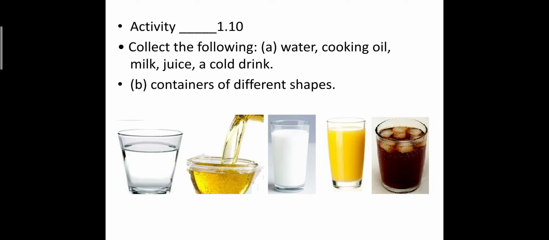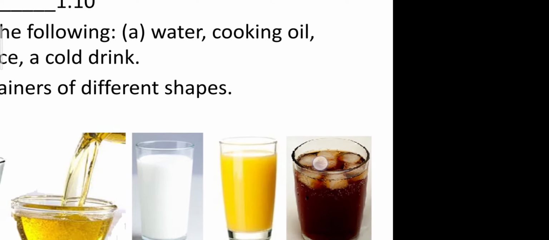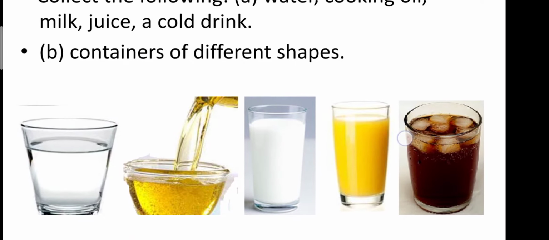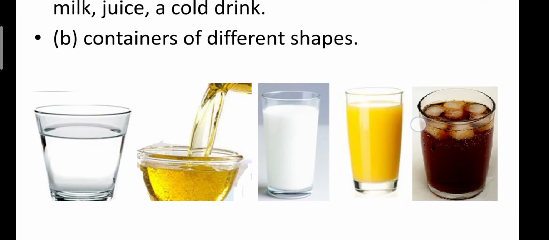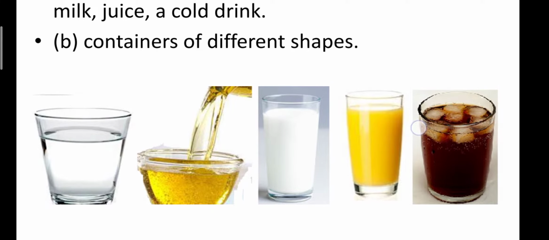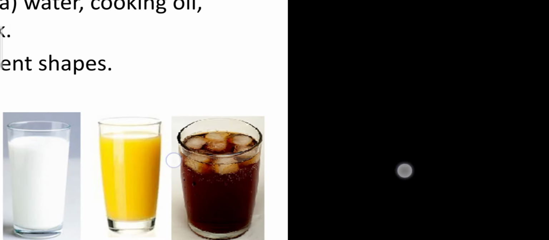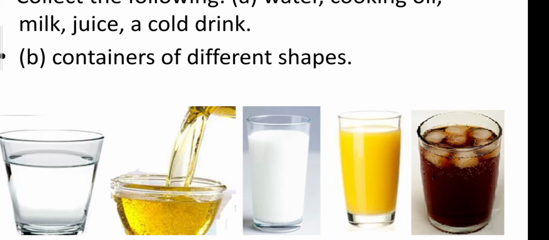Now coming to the activity, what we have to do is collect certain things like water, cooking oil, a glass of milk, juice and a cold drink. And then we have to collect containers of different shapes. We have to collect these containers in such a way that they should contain 50 ml of liquid in them. Then what we have to do?